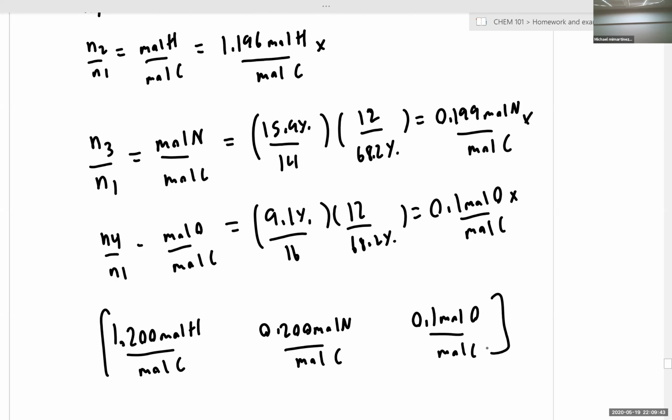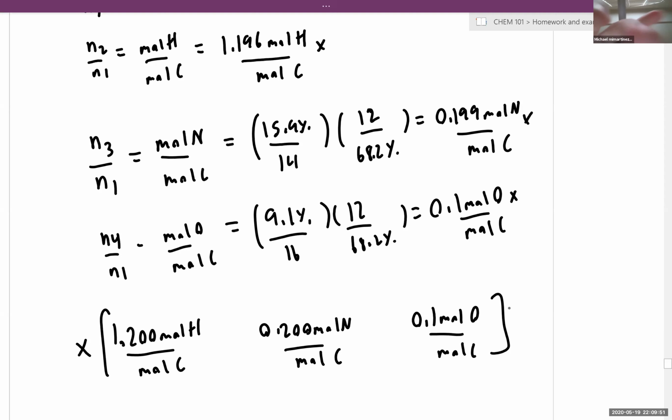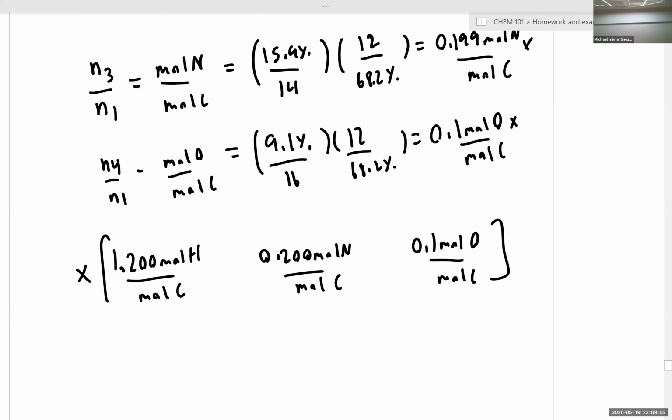What common number should we multiply each of these ratios by to give us a whole number? How many moles of carbon should we multiply by? What would give us a whole number really quickly? And don't be shy to send a response in the chat.